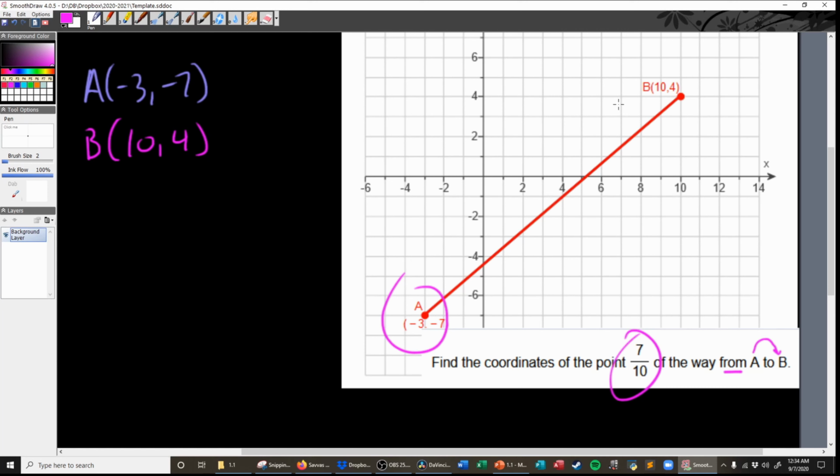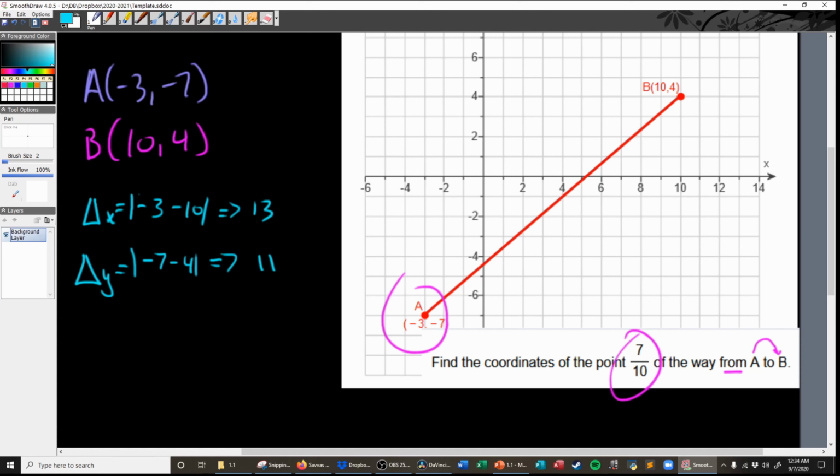So the first thing I need to do is find my change in X. And that's just simply negative 3 minus 10, and if we take the absolute value of that, it gives me 13. And then I need my change in Y, which is the absolute value of negative 7 minus 4. And that gives me positive 11.